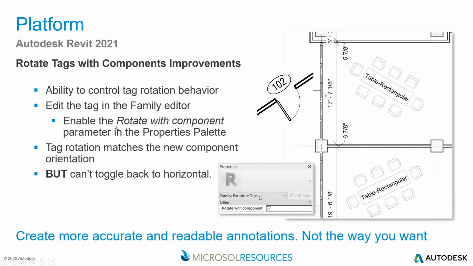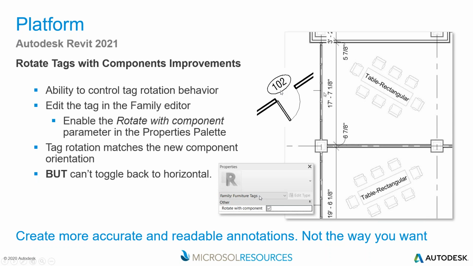Being able to rotate tags. How long did it take to get this? I mean, you have a door in a sloped wall or an angled wall, and you couldn't have a tag that was aligned with that wall. So now it's something that's available, but guess what? It's going to be difficult.